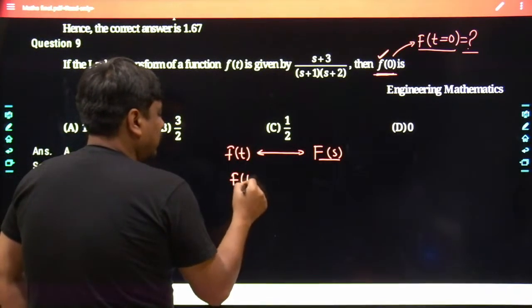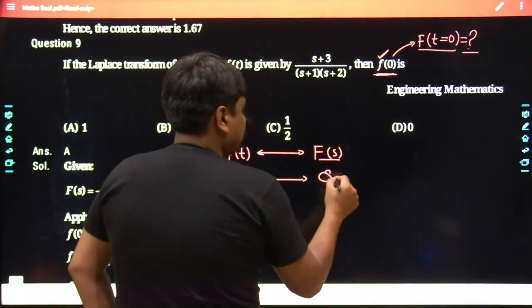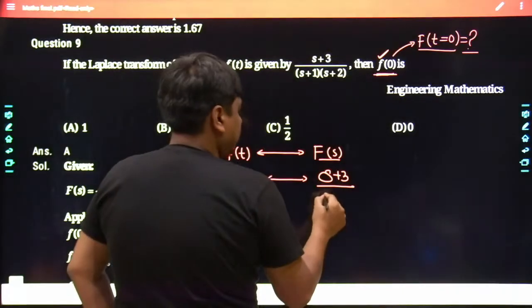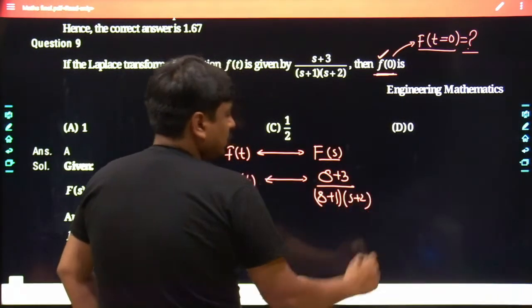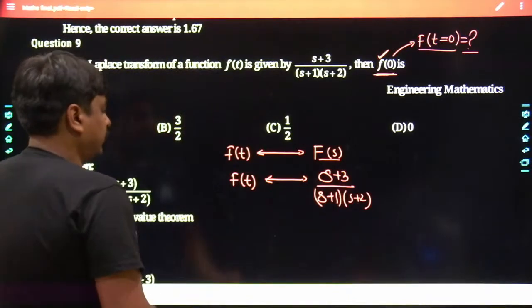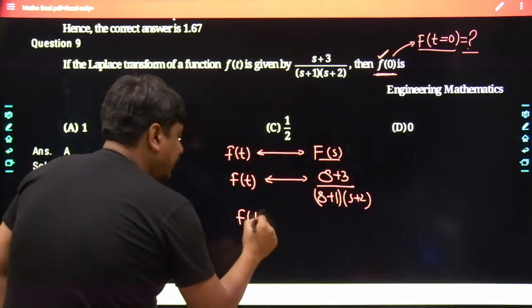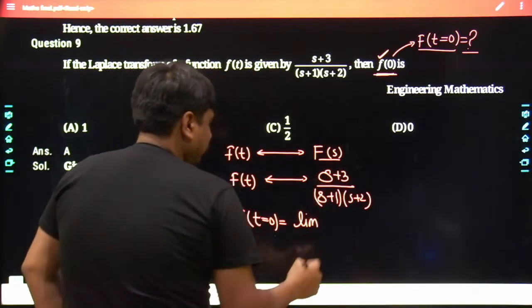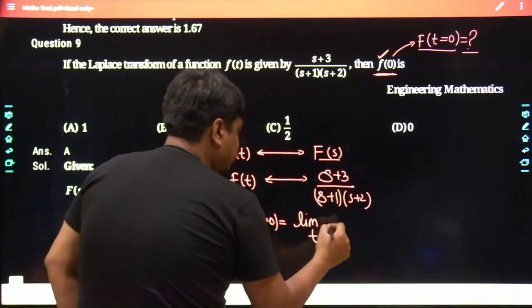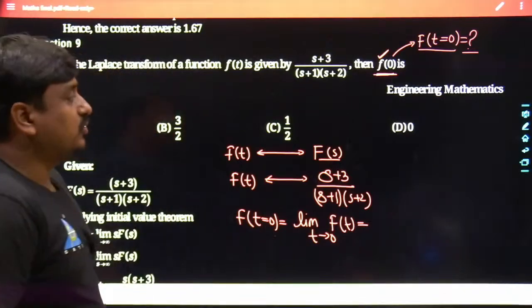It is clearly given. We selected a time domain function whose Laplace transformation is clearly known to me as (s plus 3) divided by (s plus 1)(s plus 2). And we are interested in finding the value of the function f at t equals 0. In short, we can say when t is approaching 0. And here we can use the initial value theorem.